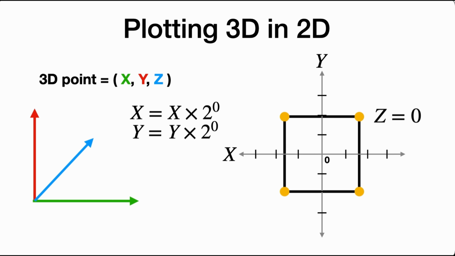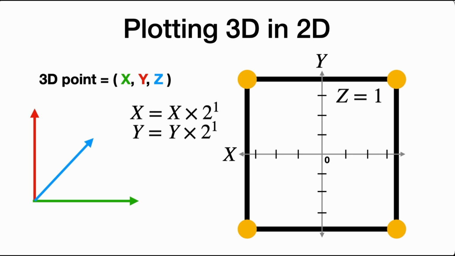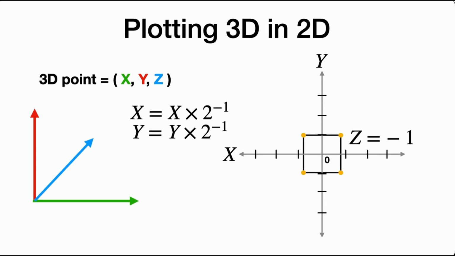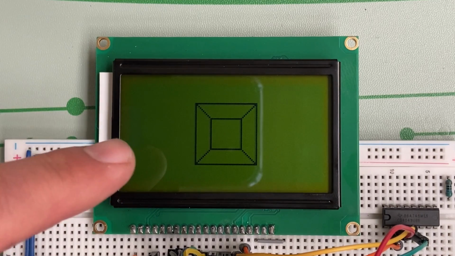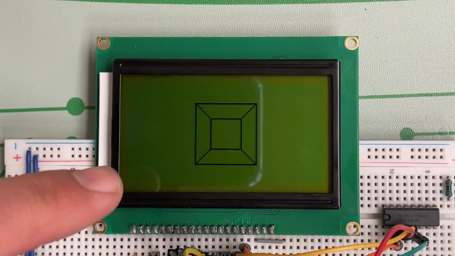Let's now make Z equals 1, so something that is closer to us. Because it's 2 to the power of 1, it's actually 2 times bigger. What about Z equals minus 1, further away from us? Well, 2 to the negative 1 is a half, so it does look smaller, but not at the same rate. 2 to the power of Z works well for what I want, provided that the points are all between 1 and negative 1.